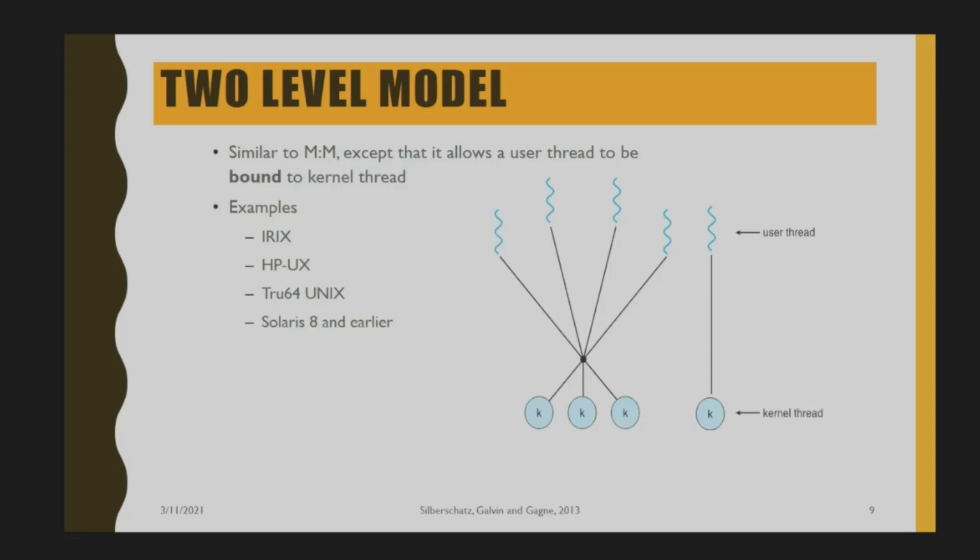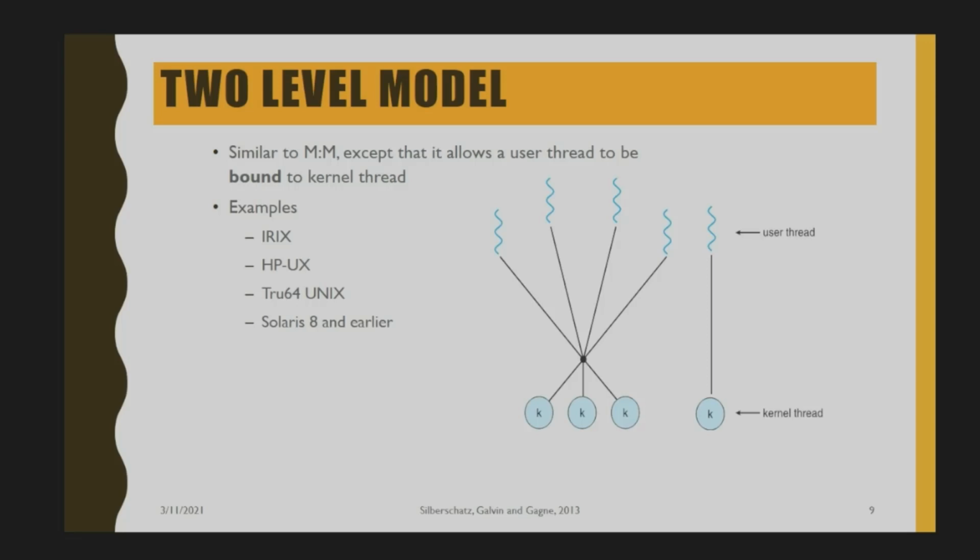Okay, so these are the models. We have one to one, one to many, many to many, and the two-level model. The difference between the two-level model and the many to many is only this part, which allows a user thread to be bound with a kernel thread. So these are the differences.